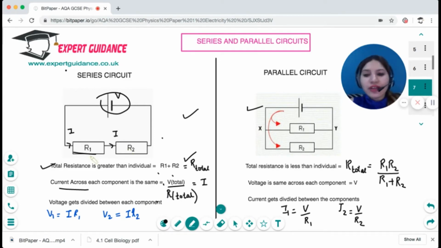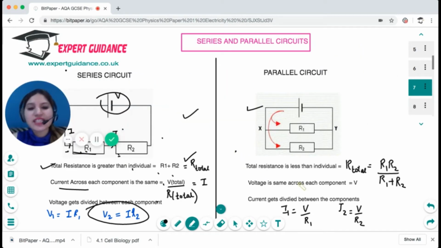So now you got the current by this formula. You can do I times R1 for the voltage across R1 and I times R2 for the voltage across R2. And that will give you the voltage across each component, because the voltage gets divided according to the resistance. Now, in a parallel circuit, the total resistance is less than the individual, and the formula is R1 R2 divided by R1 plus R2. The voltage will remain constant across each, so the current will get divided, and the current will be the total voltage divided by R1. The current across R2 is the voltage across R2 divided by R2. Okay, I hope these formulas are clear to you. Remember, in a series, the current is same. In the parallel, the potential difference is same.